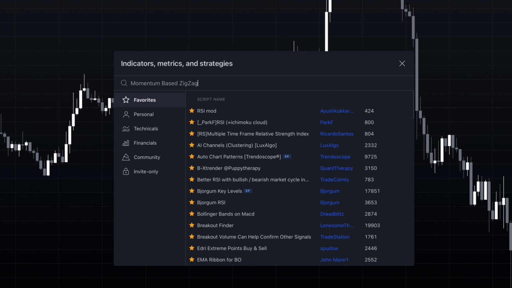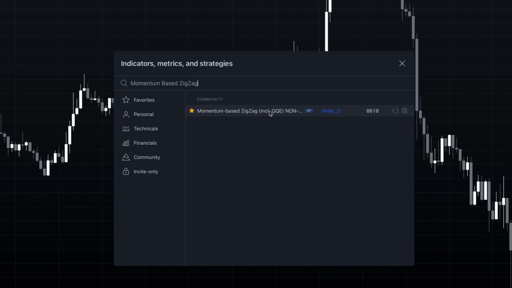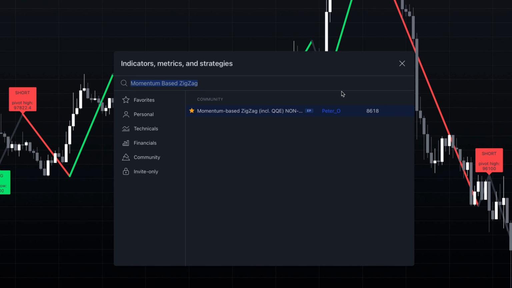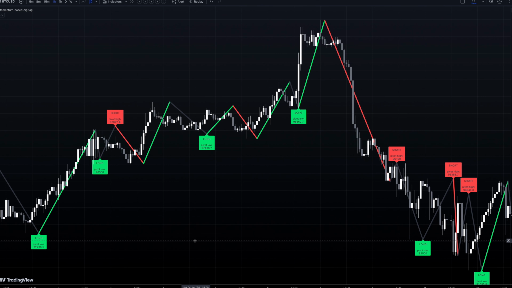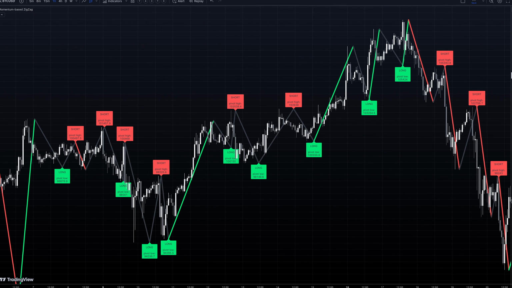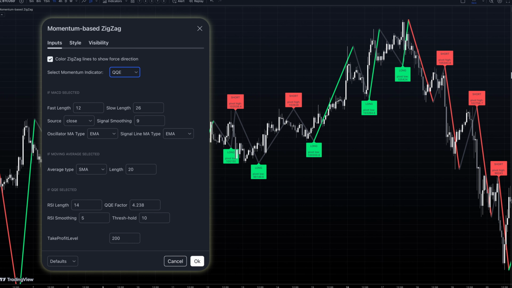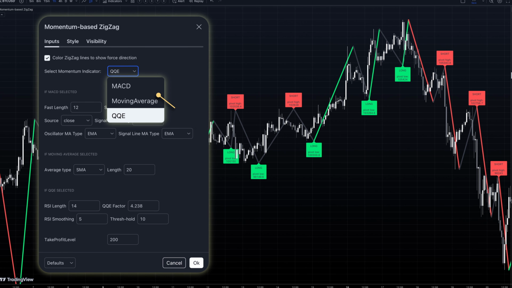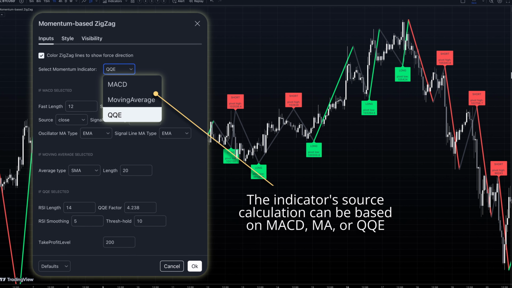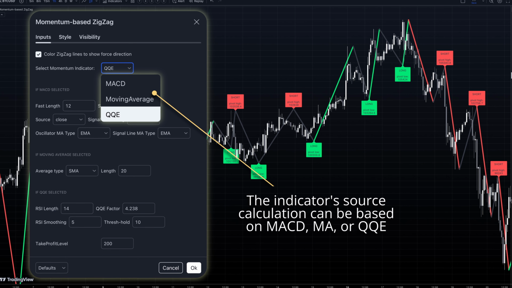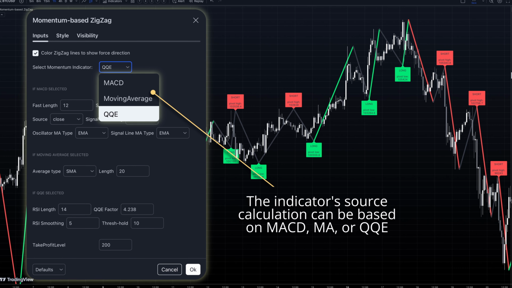Next on the list is Momentum-Based ZigZag with QQE by Peter O. The Momentum-Based ZigZag indicator offers precision and adaptability by using momentum analysis to detect trend reversals and plot pivot points. Unlike traditional zigzag tools, it dynamically adjusts to market conditions with indicators like MACD, moving averages, or QQE. This makes it highly effective in volatile markets.